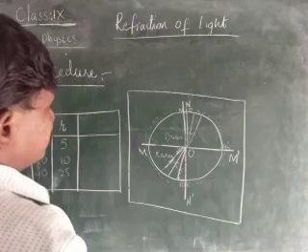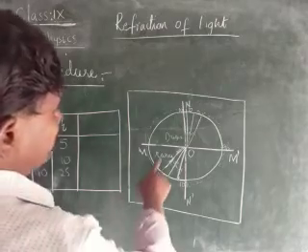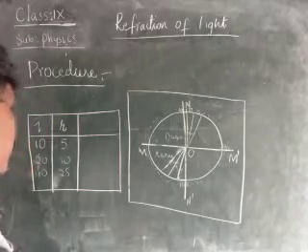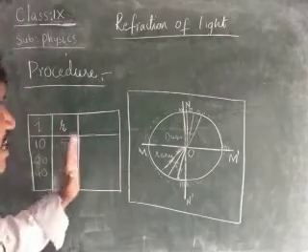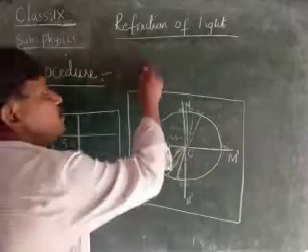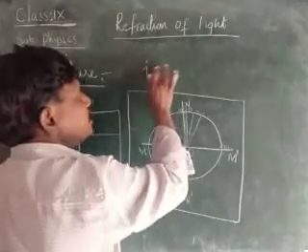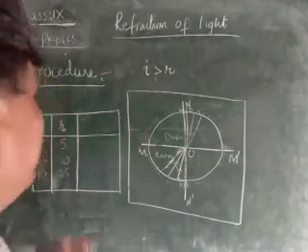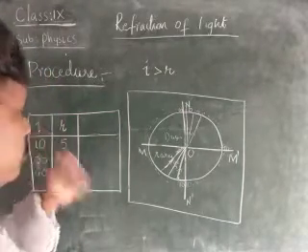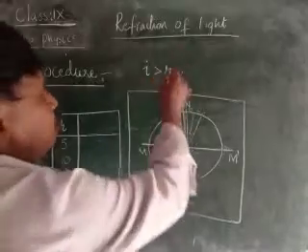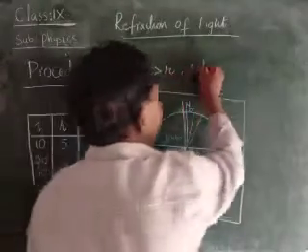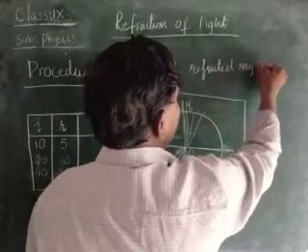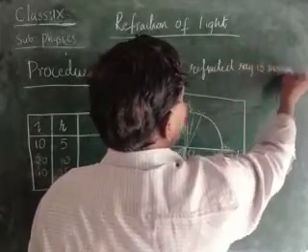Why? Here always when the light is traveling from the rarer medium to the denser medium, the angle of refraction is very less when compared to the angle of incidence. Here we note this angle I is greater than angle R, children. And here we observe that the refracted ray is moving towards normal.